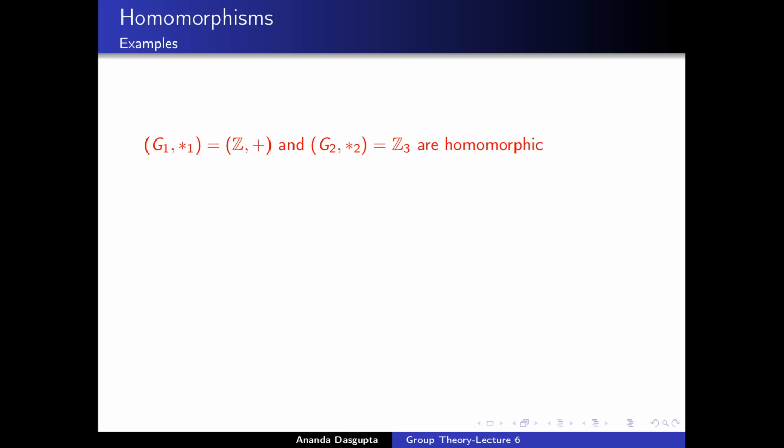Now, we are claiming that these two groups are homomorphic. So how does it work? For this to work out, you need to show that there is a homomorphism between them. That is, you have to show a map between G1 and G2 which preserves the structure. In this case, the multiplication structure in the two groups, which in this particular case happens to be addition for the first group and addition modulo 3 for the second one.